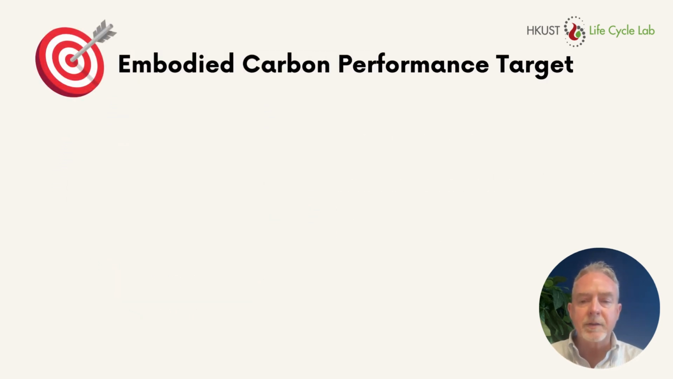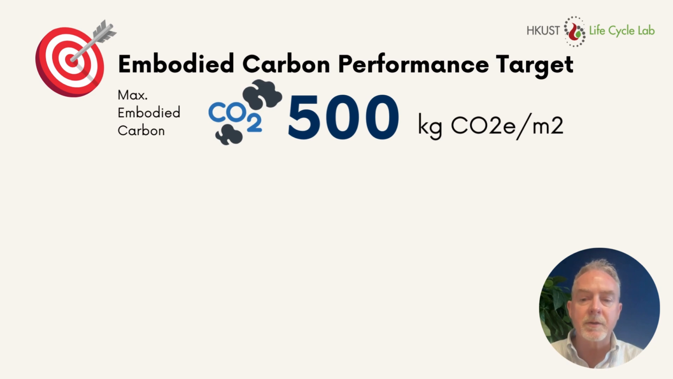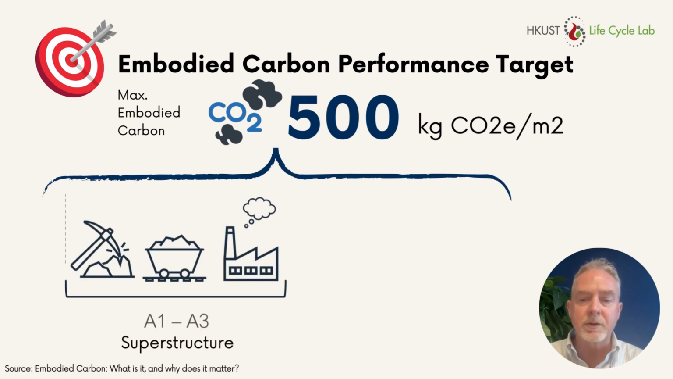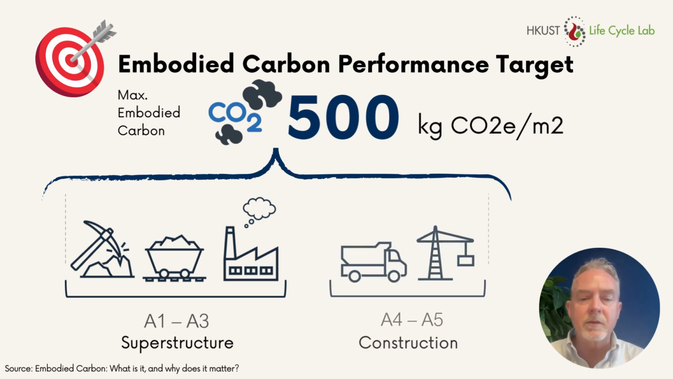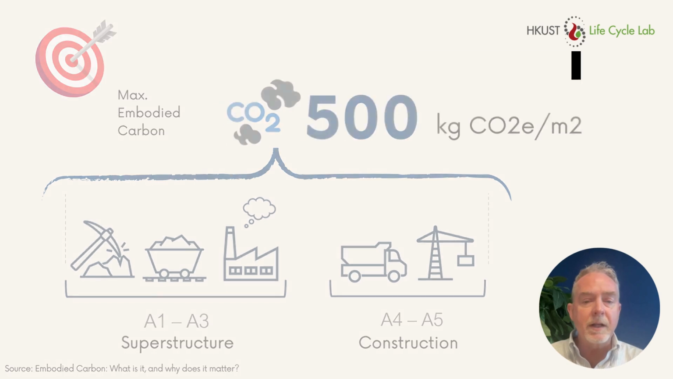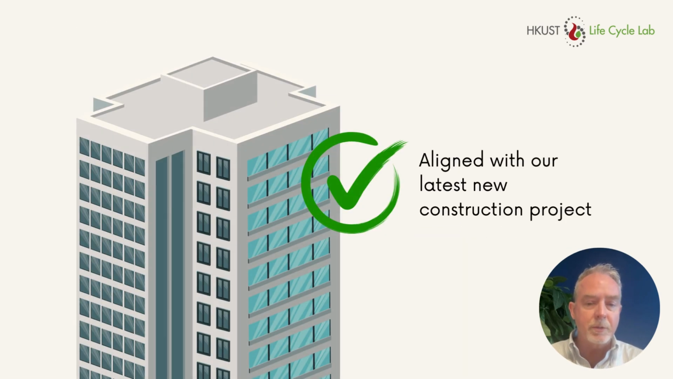So the action plan stipulates this performance target. The maximum amount of embodied carbon shall be 500 kilograms of CO2 equivalent per square meter of construction floor area for the superstructure portion, that's stages A1 through A3, as well as the construction process, that's stages A4 through A5. Now, this sounds very aggressive, and it is, but it is aligned with our latest new construction projects. So we know it's possible. It's a challenge, but we know it's possible. We want that to be our baseline, and we hope to do even better than that.